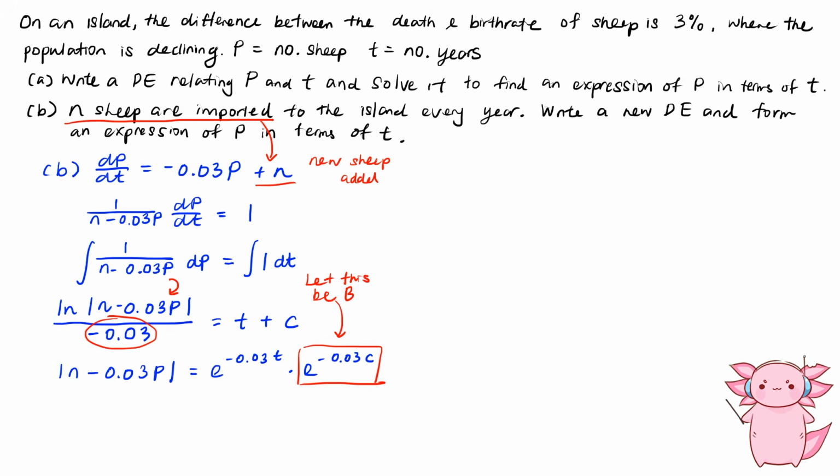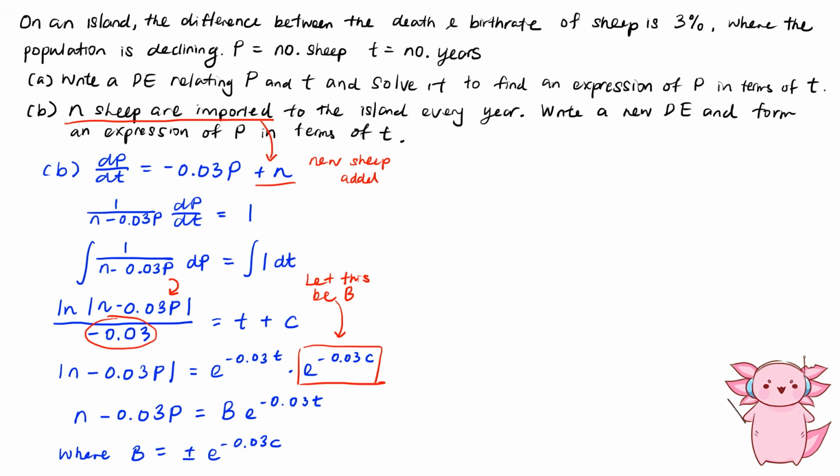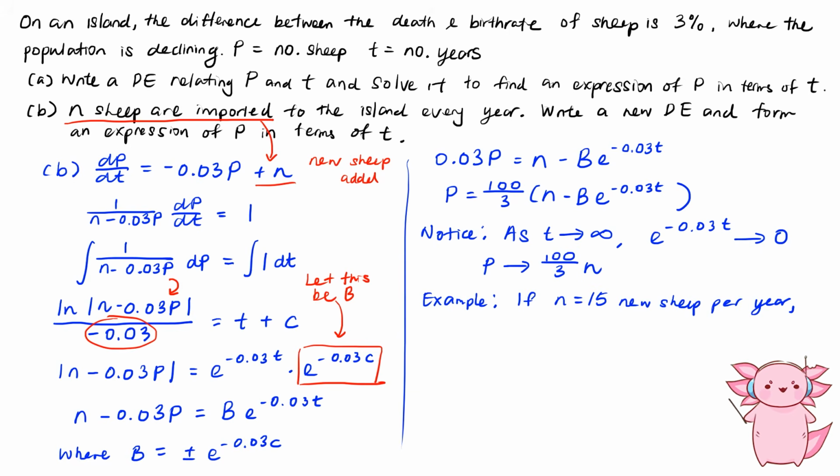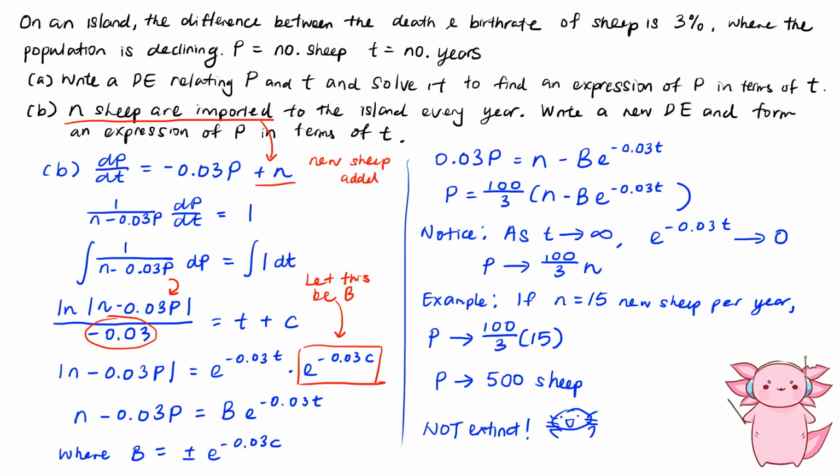B. We can remove the modulus by making B equals plus or minus e to the power of -0.03c. And after simplifying, we can get our final equation for the population over here. Notice that this time, as t approaches infinity, e to the power of -0.03t approaches 0, so therefore P will approach 100/3 n. For example, if n equals 15 new sheep are added this year, P will approach a stable population of 500, and then the sheep will not go extinct.